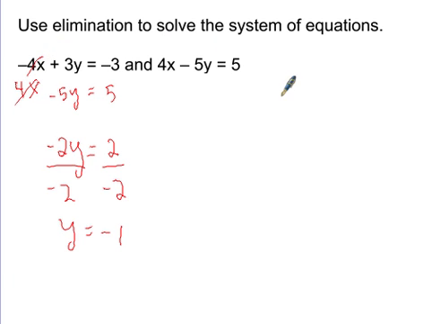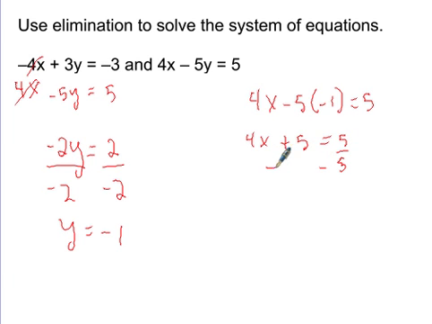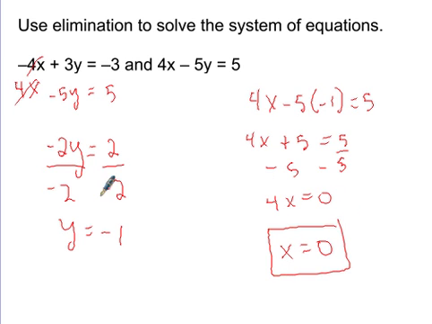Substitute back into the original equation, so it's 4x minus 5 times negative 1 equals 5. 4x plus 5 equals 5. Subtract 5. So 4x equals 0. No solution? No, x equals 0. 0 works as an ordered pair: 0, comma, negative 1.